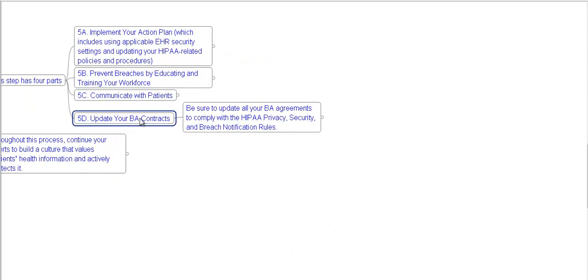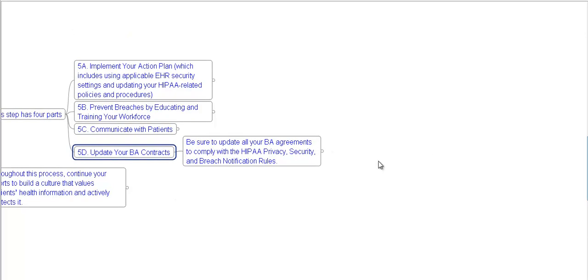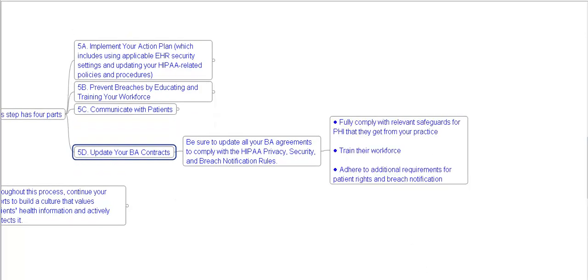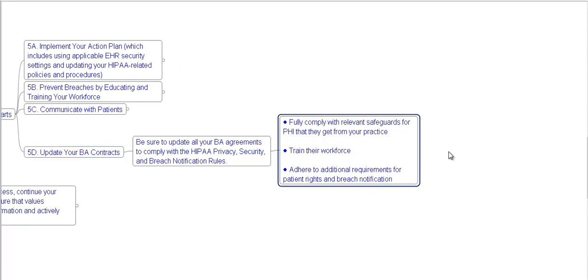Update your business associate contract. Be sure to update all your business associate agreements to comply with HIPAA privacy, security, and breach notification rules. They must fully comply with relevant safeguards for PHI that they get from your practice. Train your workforce. Adhere to additional requirements for patient rights and breach notification.